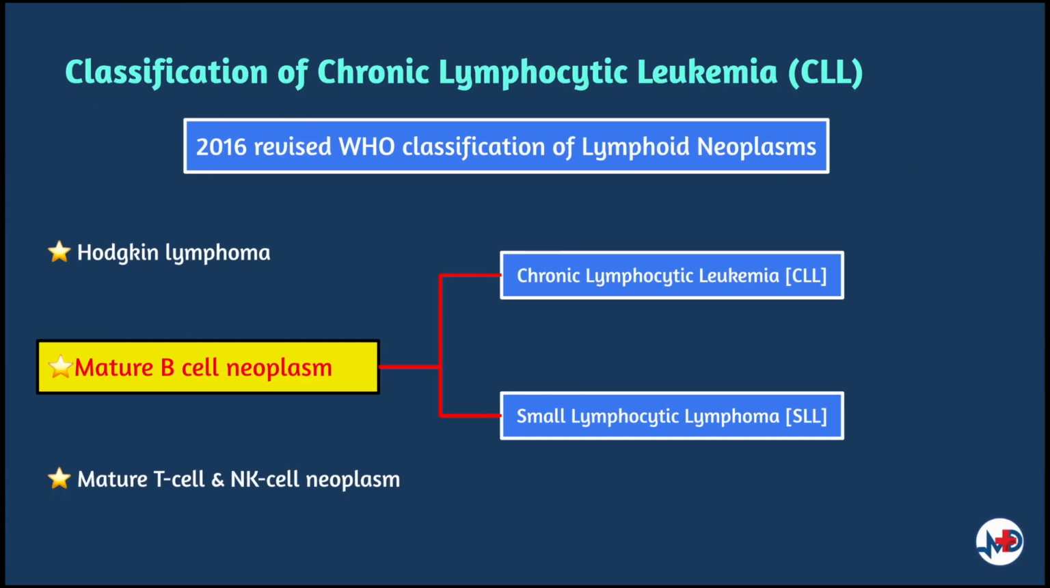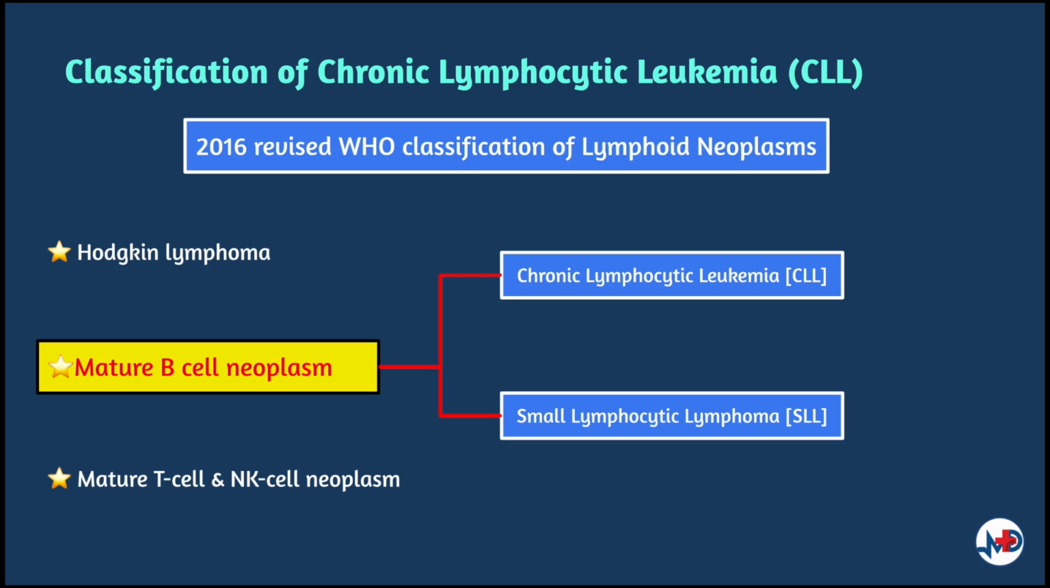Let's take a look at the classification of CLL. The 2016 revised WHO classification of lymphoid neoplasm now classifies CLL and SLL, which is small lymphocytic lymphoma, as the same disease entity. The difference being CLL is when the malignancy affects B cells in the blood and bone marrow. When the same malignant B cells are affecting the lymph nodes and spleen, it's called SLL.